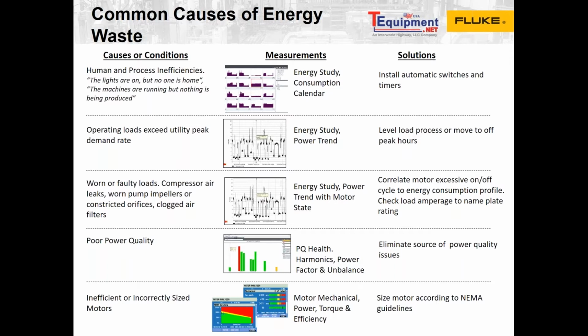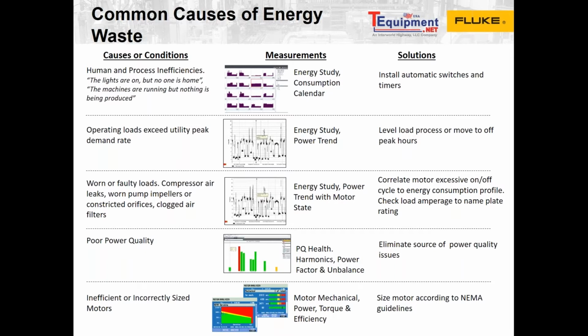The other cause or condition for energy waste is operating loads exceeding the utility peak demand. That means you're incurring, again, a surcharge on your utility bill. And in order to avoid exceeding peak demand rates, performing energy studies and trending the power usage of your facility will help. You'll be able to figure out the right load level for your process, or if possible, move production to another shift that has lower peak hours.